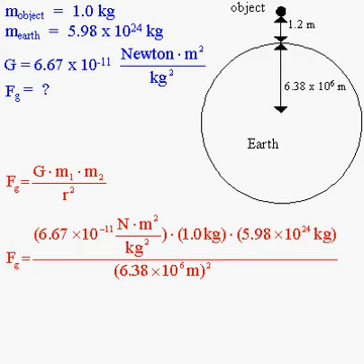Alright, now we can finish the problem. Notice that meters squared cancel and kilograms squared cancel, leaving us with newtons. That's good because force has a unit of newtons. When we work out all the numbers, we find out that the gravitational force between the object and the Earth is 9.8 newtons. Now remember, since the height of the object is very small compared to the radius of the Earth, basically any 1.0 kilogram object anywhere near the Earth's surface will experience a gravitational force of 9.8 newtons.